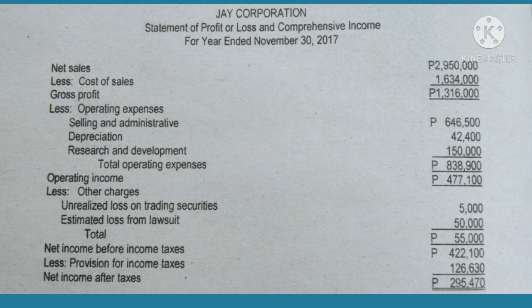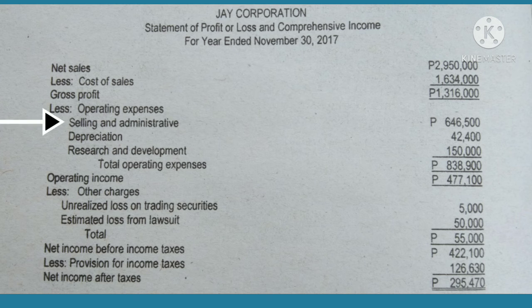Now we have the statement of profit or loss and comprehensive income or the corrected statement of income of J Corporation for the year ended November 30, 2017. We have net sales of 2,950,000 from the previous statement of income, minus the cost of sales of 1,634,000, which is composed of 1,670,000 of cost of sales from the previous statement of income, minus 36,000 of allowance for doubtful accounts or the uncollectible receivables. So 2,950,000 minus 1,634,000 is equal to the gross profit of 1,316,000 pesos.